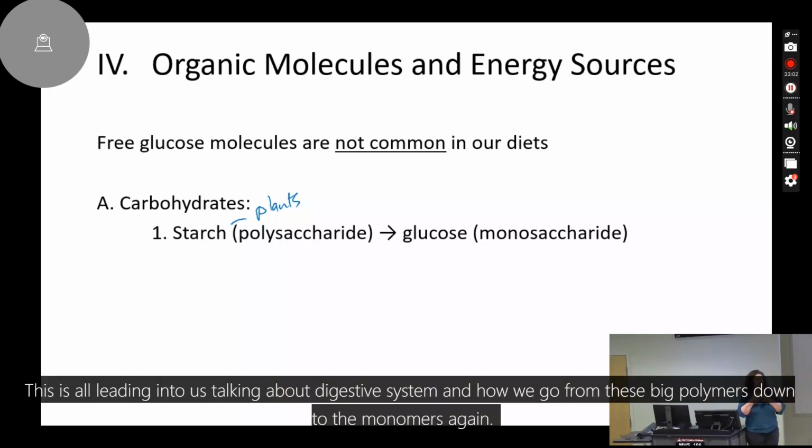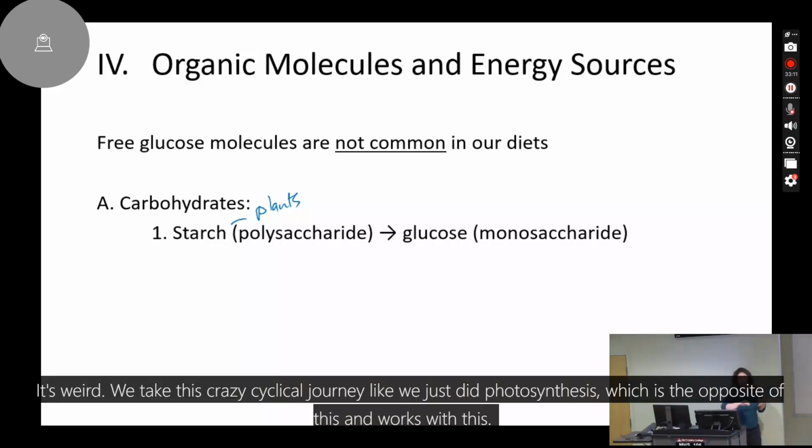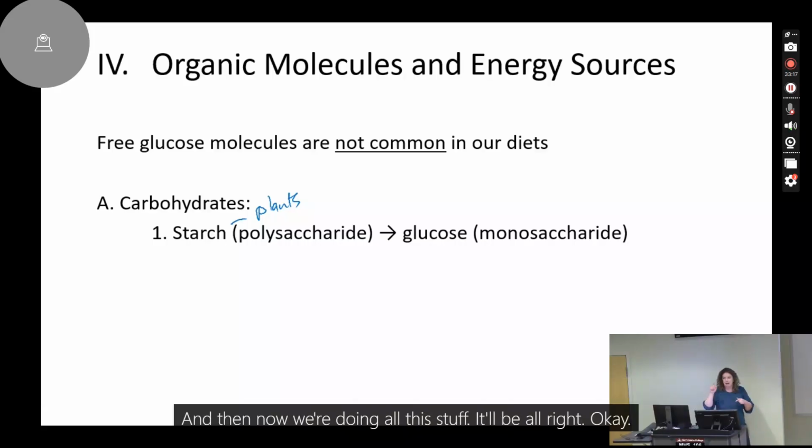This is all leading into us talking about the digestive system and how we go from these big polymers down to the monomers again. It's weird. We took this crazy cyclical journey. We just did photosynthesis, which is the opposite of this and works with this, and now we're doing all this stuff. It'll be all right.